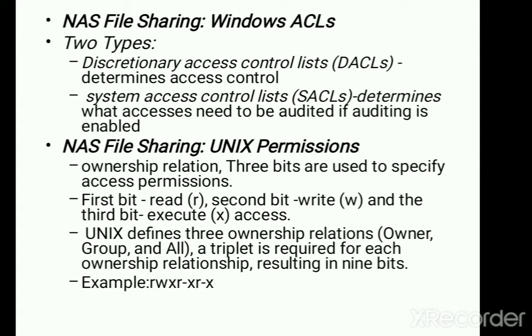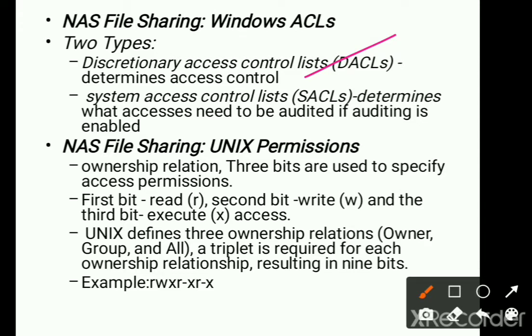Network attached storage provides two types of access control list. The first is the discretionary access control list and the second is the system access control list. The discretionary one determines what access controls are to be provided. If access is given and it has to be audited, that is provided by the system access control list, under the Windows access control list.